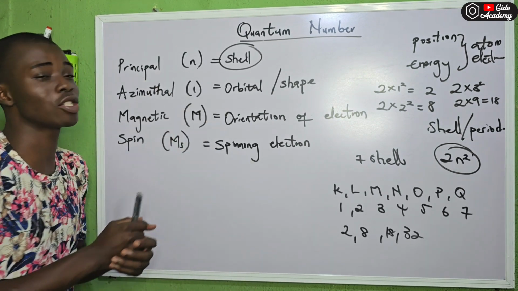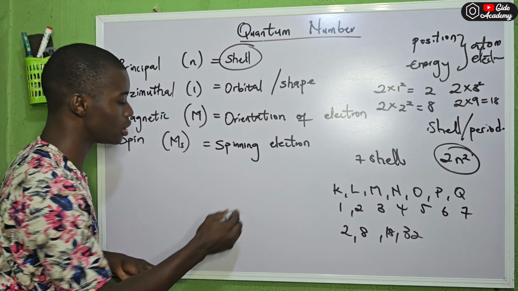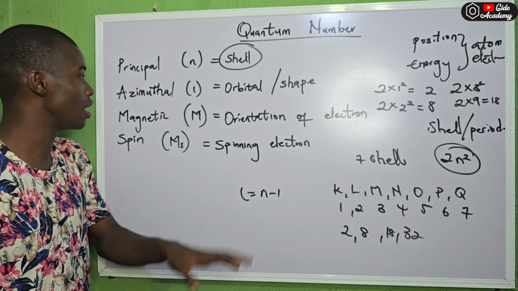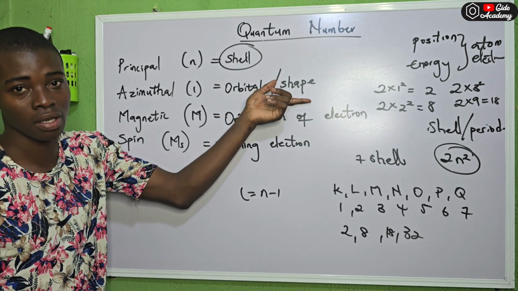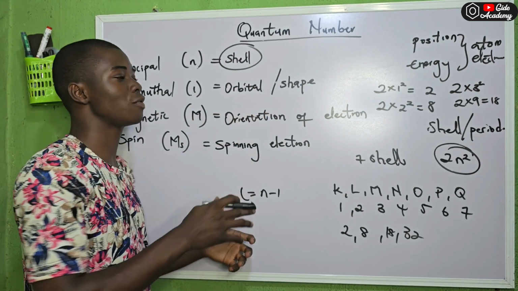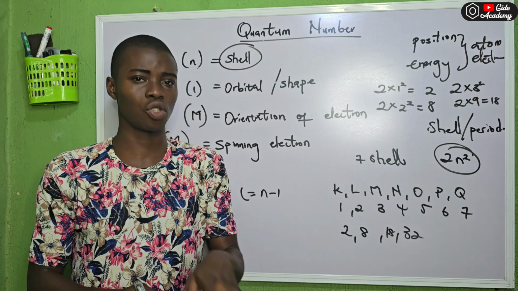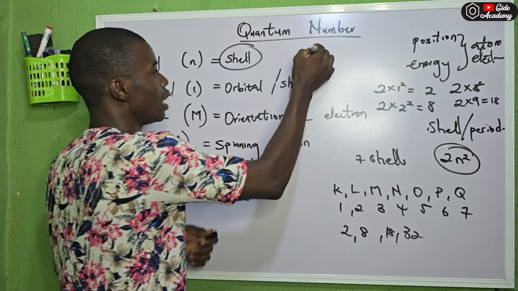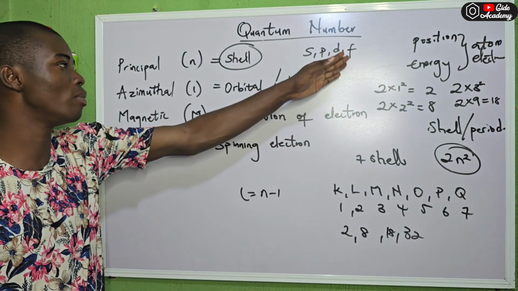So let's go to the azimuthal quantum number. Azimuthal quantum number is denoted by this symbol L, which is L is equal to n minus 1. Let me explain this. Azimuthal quantum number explains the orbital and the shape of the orbital. As for orbitals, we have the s orbital. There are 4 principal orbitals in chemistry. Like for the shells, we have 7 shells, but for orbitals, how many do we have? 4, which are s, p, d, f. So these are the 4 main orbitals in chemistry.